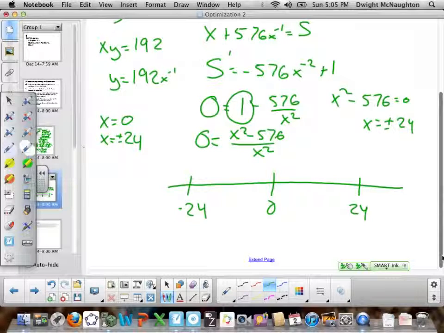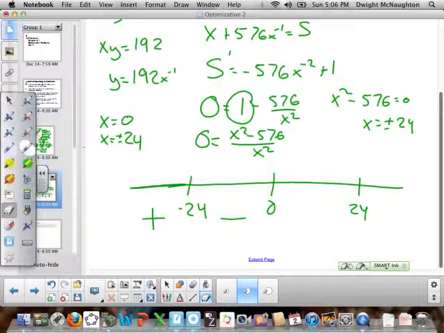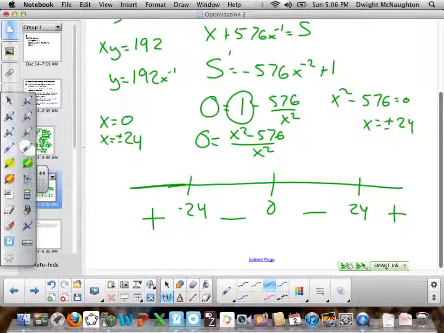All right, so if I plug in negative 25 for this interval over here, negative 25 squared is bigger than 576, so the top will be positive, the bottom's always positive. So it's increasing there. Let's plug in negative 1. We get negative over positive. Plug in 2. We get negative over positive. And then plug in 25 again. We get positive over positive. So the minimum is when x is 24.